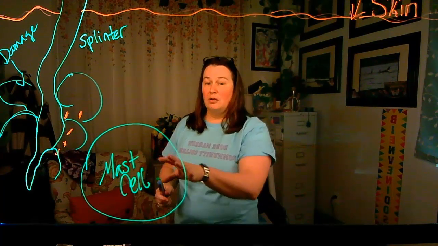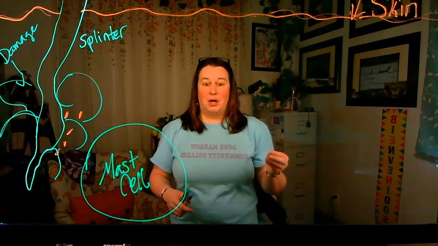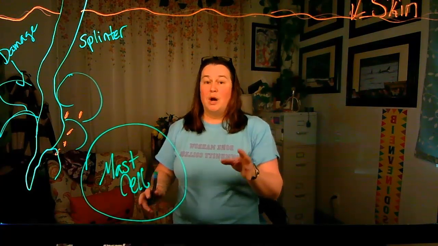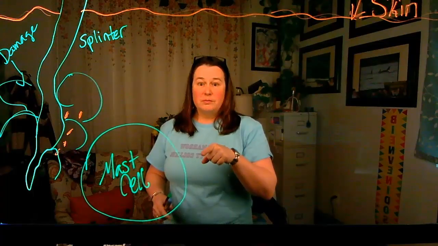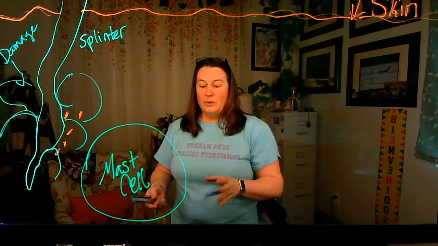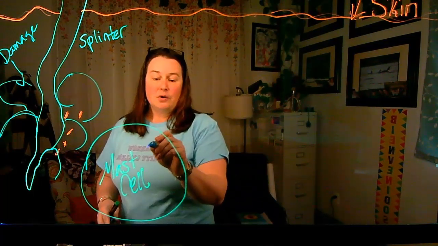Now the mast cell has the ability to respond, and the mast cell can respond a couple of ways. One, it could literally be poked, right? Poke this cell and we start to see an effect. So mast cells are going to make histamine.